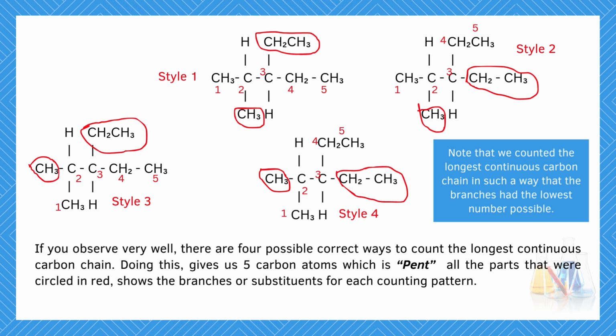Look at how we have counted in all these four styles. I made these four styles available to show you that when you are counting, you can decide not to be limited to just one way. All we need you to do is make sure you get the correct number of carbon atoms in the parent chain and then assign the correct number to the substituents present. So if you observe very well, there are 4 possible correct ways to count the longest continuous carbon chain. Doing this gives us 5 carbon atoms, which is pent, and all the parts that were circled in red show the branches or substituents for each counting pattern.